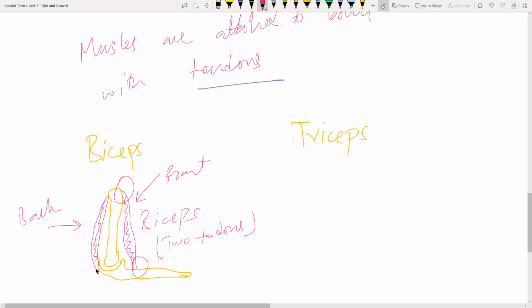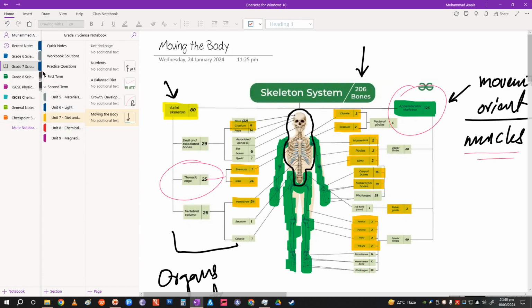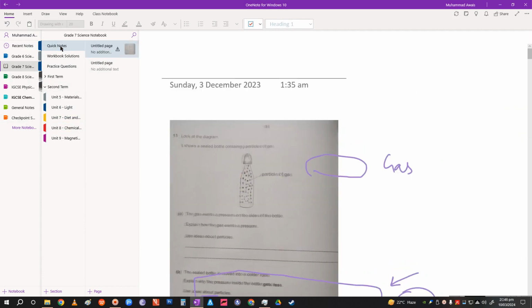And for the tricep, we actually have an extension that goes into two ways. So we have one here and two of them here. So triceps, there are three tendons. That means each tricep muscle is connected to the bones using three tendons rather than two. So this is the difference between bicep muscles and tricep muscles. Now, I will try to go through some of the workbook questions just to reinforce some of these ideas. Let me get to the workbook real quick.